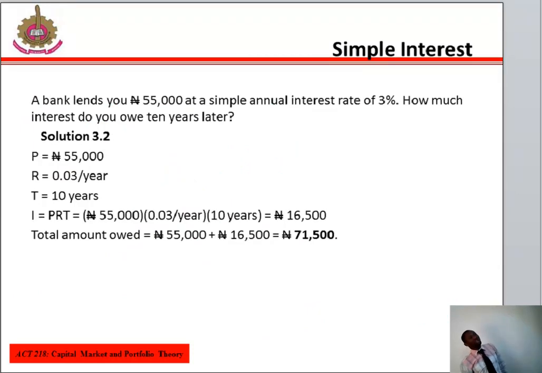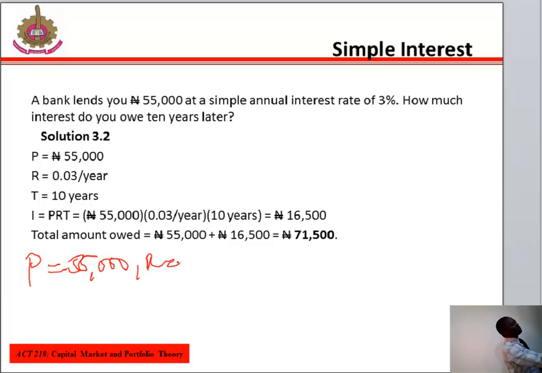Simple interest. Let's assume a bank lends you 55,000 naira at a simple annual rate of 3%. How much interest do you owe 10 years later? In this case, this one is very simple. You're given 55,000 naira, which is your principal. Your rate is 3%, which is converted to 3 over 100, 0.03. And your time, 10 years later, is 10.